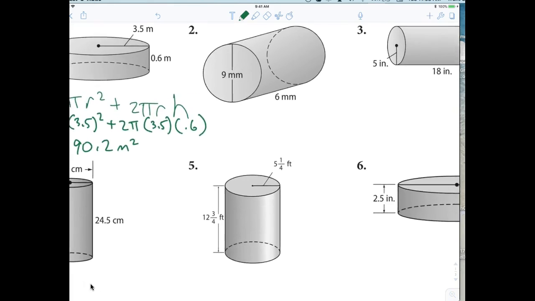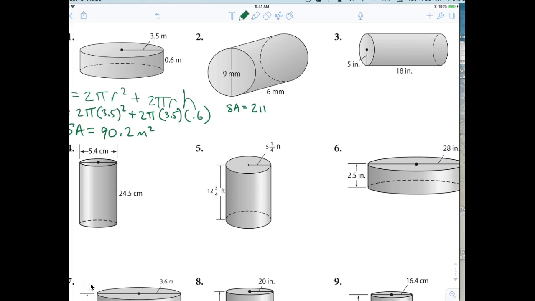All right. So number 2, here we go, guys. Surface area equals 2 pi r squared plus 2 pi r h. Will, what's the radius? So 2 pi times 4.5 squared plus 2 pi times 4.5. What's the height? 6. All right, Will, I'm waiting for the answer. I got 296.9 millimeters squared. Anybody else agree with that? Yep. Any issues? I don't think so. All right, I'm agreeing with you.